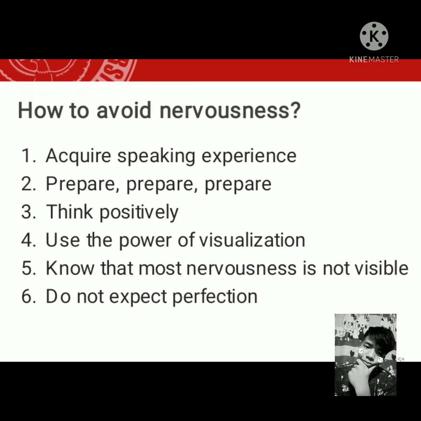Number 3. Think positively and believe in yourself that you have enough confidence to perform your speech properly and smoothly. Number 4. Use the power of visualization. Number 5. Know that most nervousness is not visible. Number 6. Do not expect perfection. When performing a speech during public speaking, we should not expect that our speech will become perfect. But instead, we should put in our mind that we can deliver the speech properly so that the audience will understand our speech.